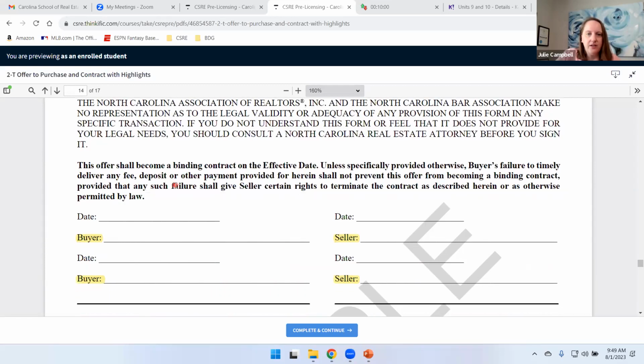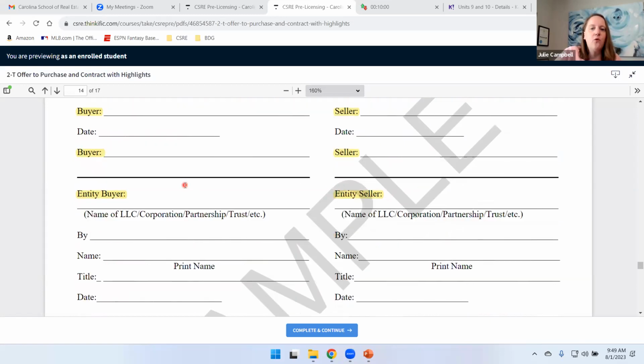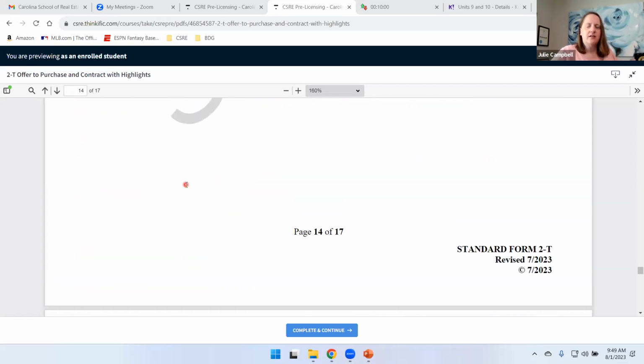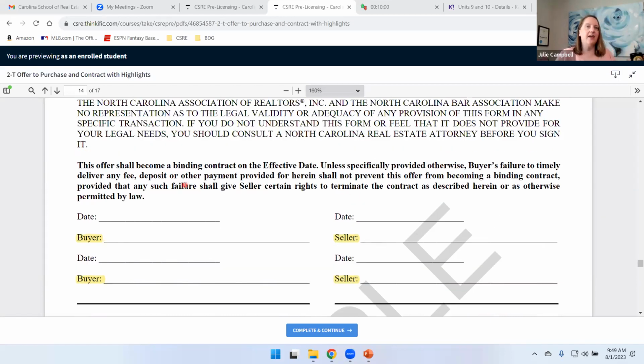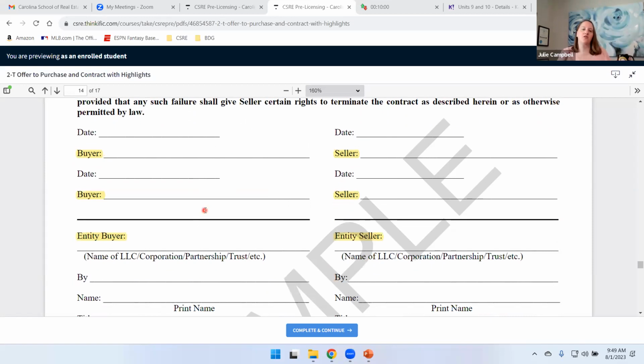Let's see. So now we are on page 14. And page 14 is technically the end of the contract. And I say that because page 14 is where the parties to the contract sign. So I have a place for 2 buyers to sign. I have a place for 2 sellers to sign. If you have more than 2, we have an additional signatures addendum. So we can get as many signatures as we need.